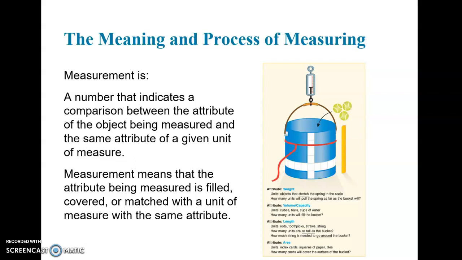When you are measuring something, you must perform these three steps. Decide on the attribute to be measured, select a unit that has the attribute, compare the unit by filling, covering, matching, or using some other method with the attribute of the object being measured.